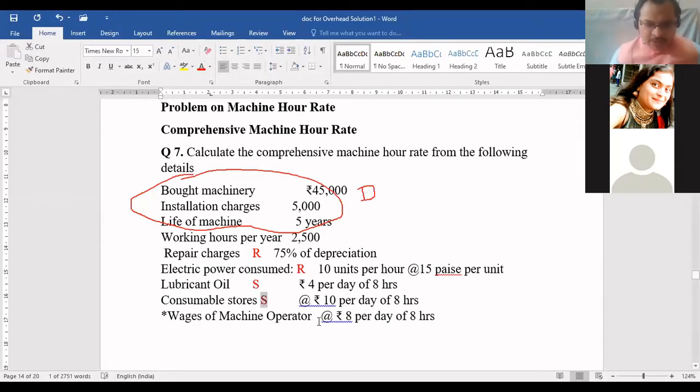Now, next one is wages of machine operator. See here the information as it is given: 8 per day of 8 hours. So the more the operator runs the machine, the more he gets the wages, correct? He is running for 8 hours, he is getting 8 rupees wages. So that is also a running charge. Is this clear, everyone? Yes, sir.